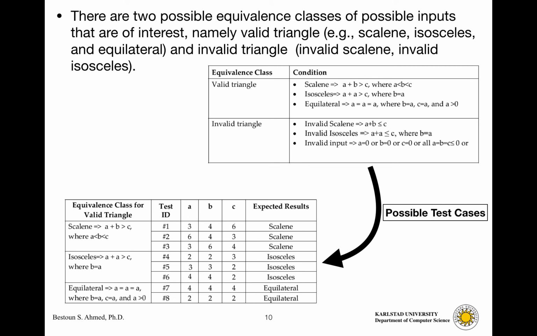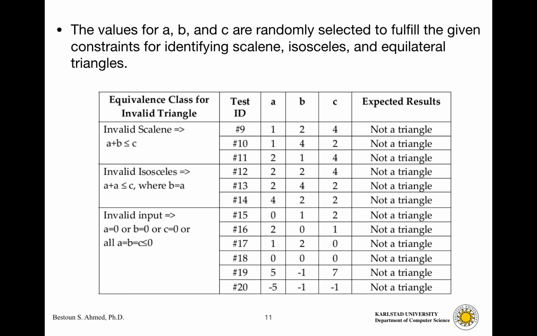So basically we have 8 test cases, and these are just random numbers we pick to meet each test case. We pick a number for A and B such that when we add them, they will be greater than C. If we meet that, it means that we have a scalene, isosceles, or equilateral triangle. So this is kind of dividing them.